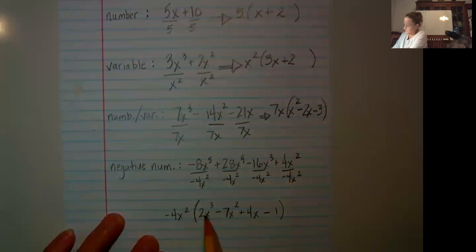X squared times x to the 3rd would give me back x to the 5th. X squared times x squared gets me back to x to the 4th. X squared times x gets me back to x to the 3rd. And then here my negative 4x squared times a negative 1 would get me back to my positive 4x squared.